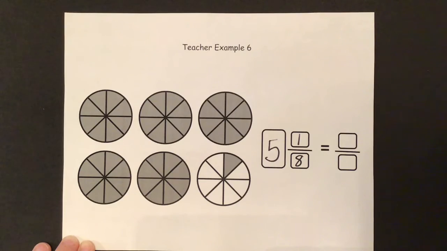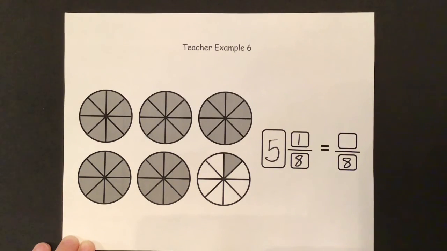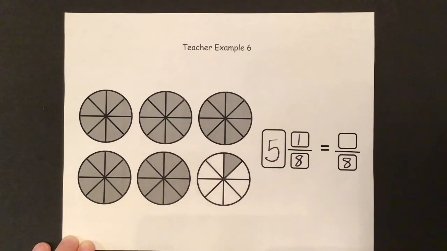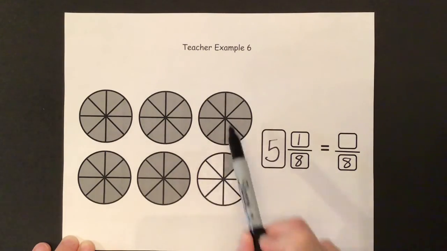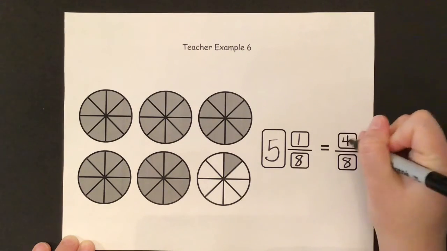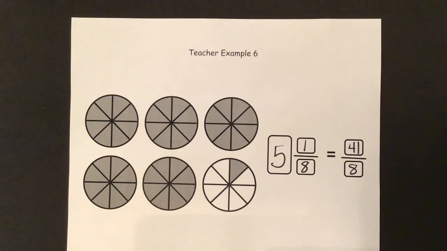We know that the 8 is the number of pieces. You can also think 8 times 5, that will give you those pieces. So we have 40 pieces, and then we have the 1 piece, so 41/8. Be sure to use a multiplication chart if you need one.